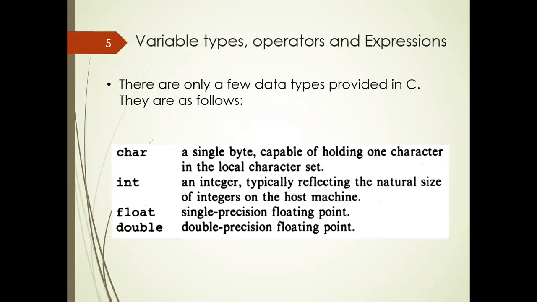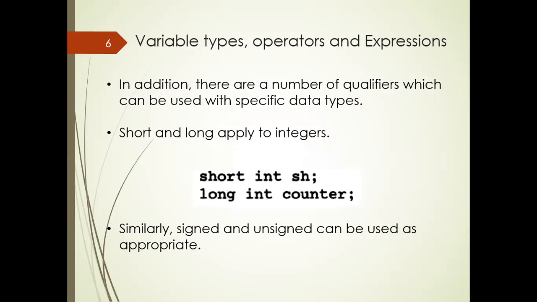Again, a small recap of the types of variables we've seen already: character, integer, float, and double. For integer, we can have signed integer, unsigned integer, long integer, and short integer. You can use these different qualifiers for an integer if you know beforehand the range of values for your variable. We've used that already.